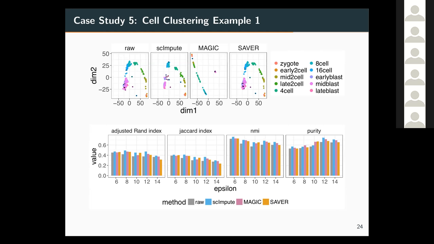Then to evaluate the clustering results, we compare the clustered labels with these developmental stages based on 4 different measures: the adjusted Rand index, Jaccard index, normalized mutual information, and the purity score. All the 4 measures have a value between 0 and 1, with 0 indicating a complete mismatch and 1 indicating a perfect match. And we can see that the blue bar corresponding to the scImpute method is the highest in almost all cases, showing that scImpute leads to the best clustering results in this example.